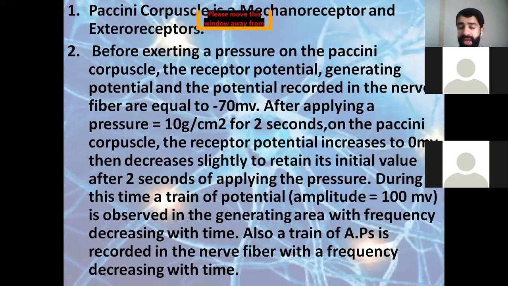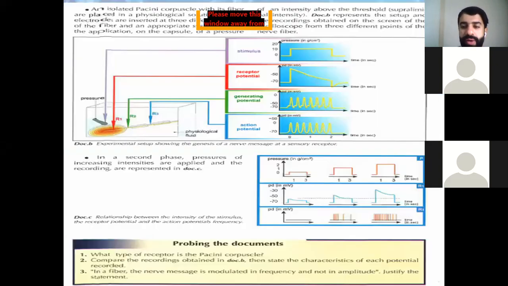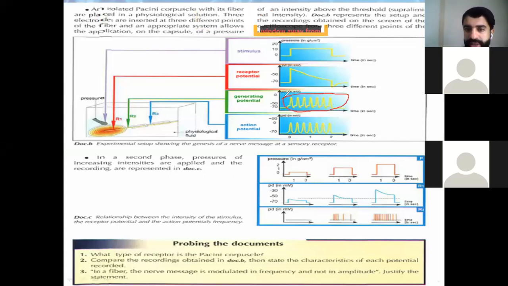While this time we have, let's say this one, from now on, you have to say it a train. Train meaning that a group of action potentials were recorded. It's called a train of action potentials. Okay, so a train of action potentials was recorded here.